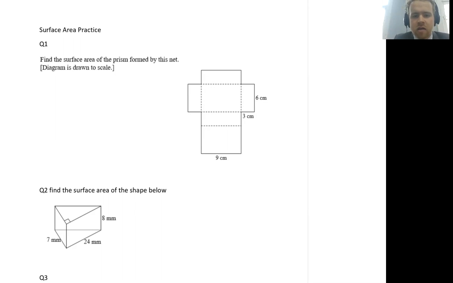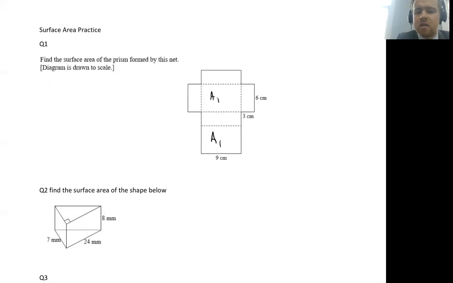Now, the way that I like to do this, as you're aware, is I like to label on my net diagram all of the different areas that exist. So you want to try and label the ones that are the same, label the ones that are different, and then we're going to add up all of the different parts. So here, this bottom one, we're going to call it area 1, and this area here is going to be the same because it's opposite each other on the prism.